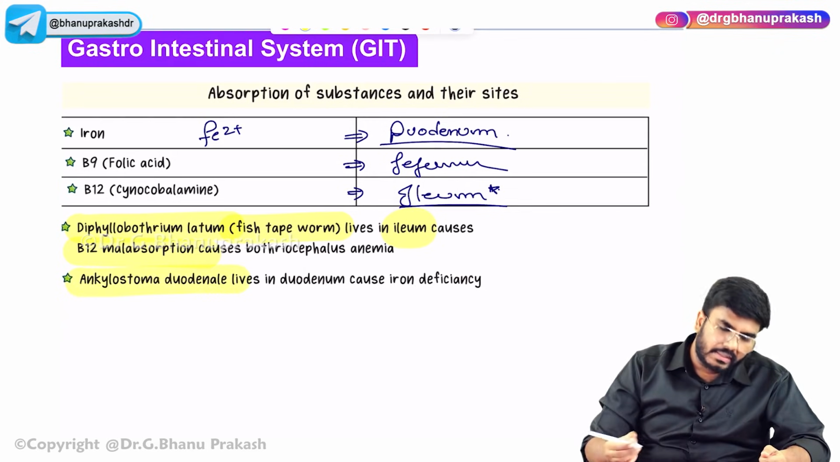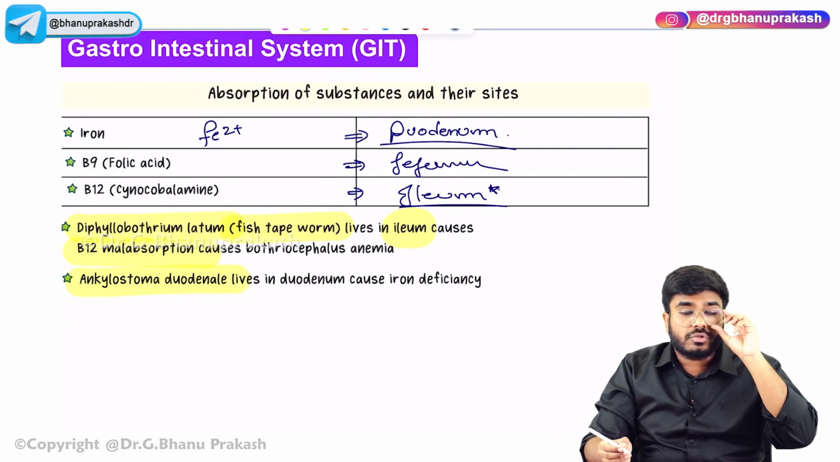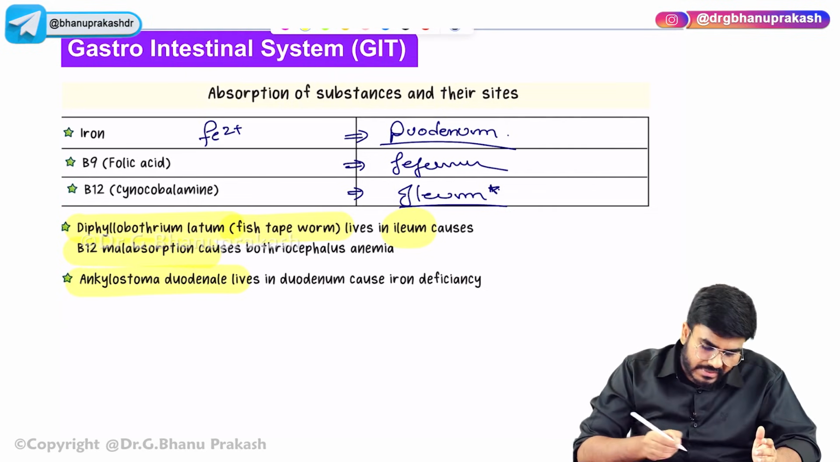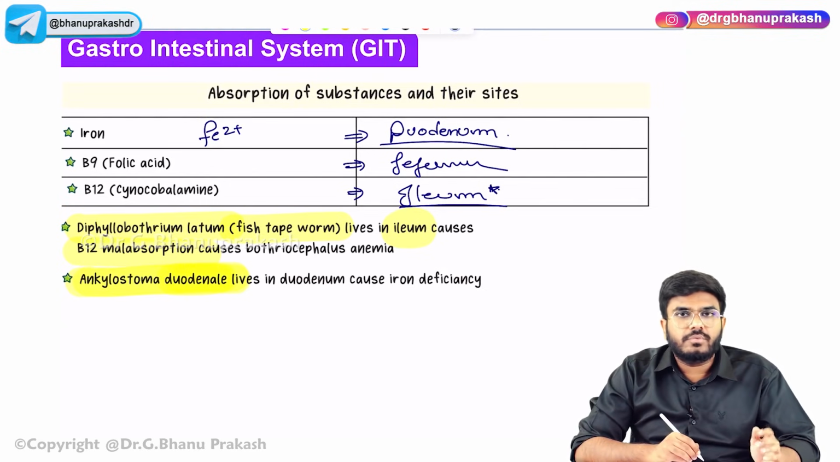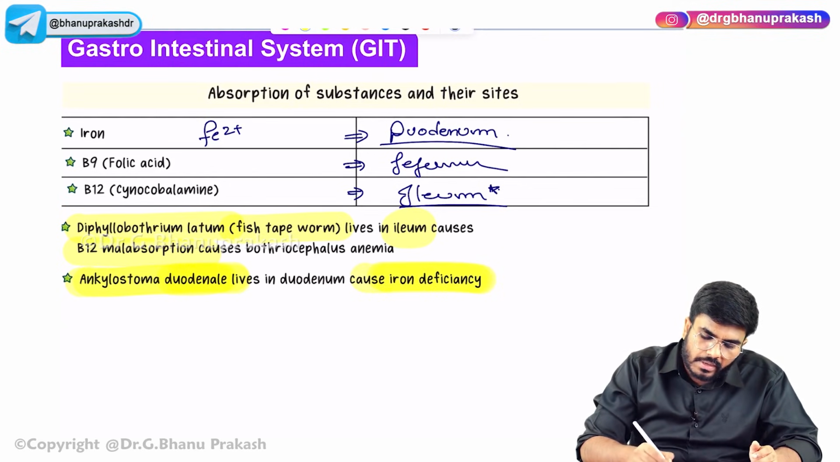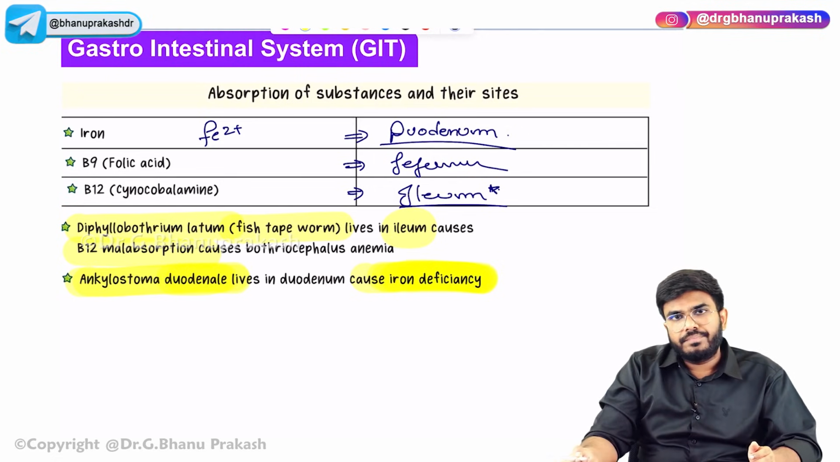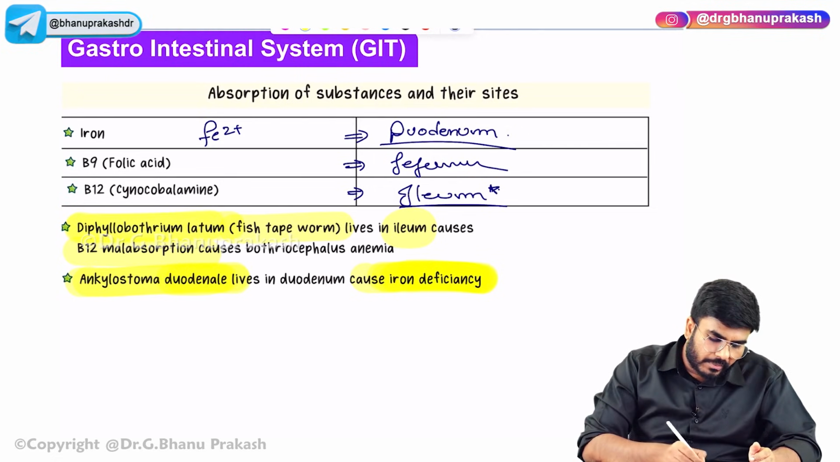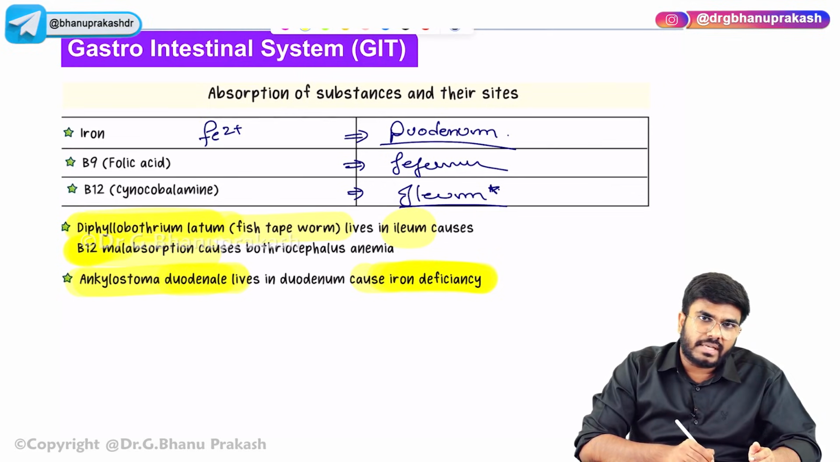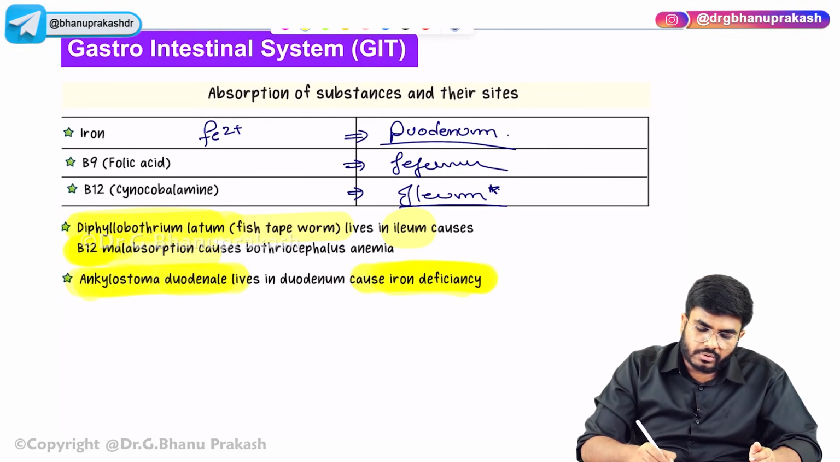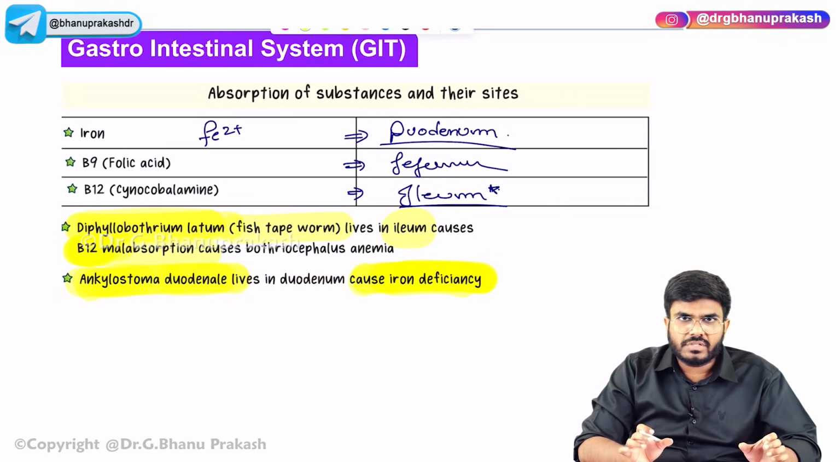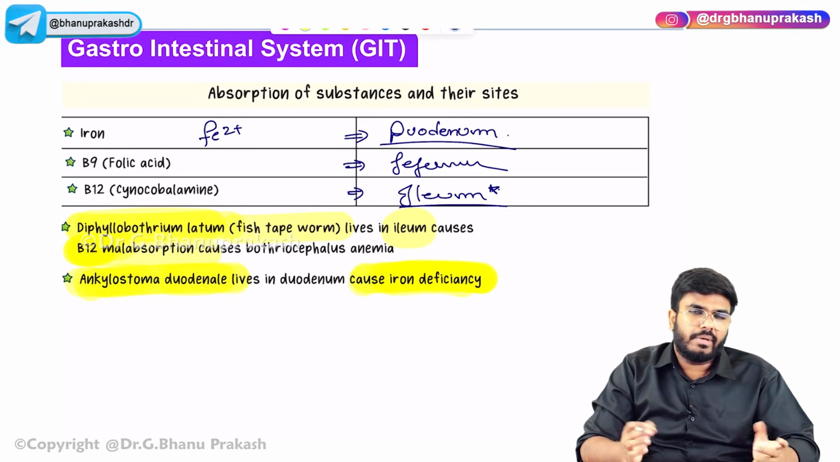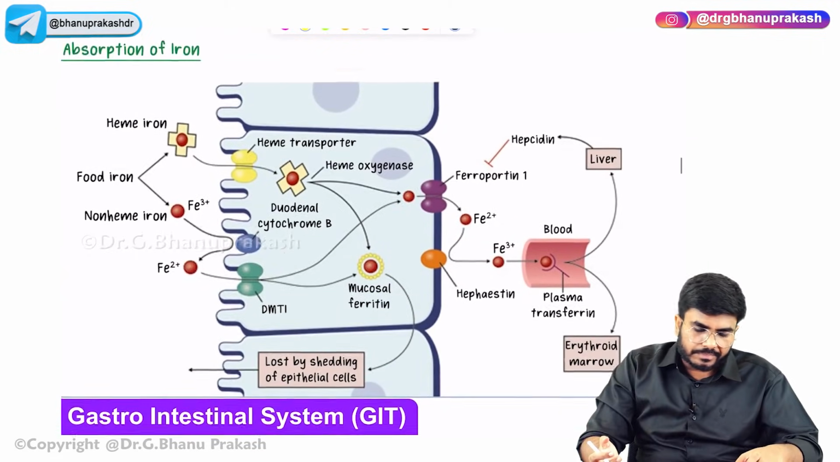Now, if you look here, this worm which is called Ankylostoma duodenale, the name itself says it, Ankylostoma duodenale lives in the duodenum. So, it interferes with iron absorption. So, the patient is going to have iron deficiency anemia. Diphyllobothrium latum is going to cause B12 deficiency anemia, and Ankylostoma duodenale is going to cause iron deficiency anemia, or microcytic anemia. Iron deficiency is going to cause a microcytic anemia, right? You already know it.